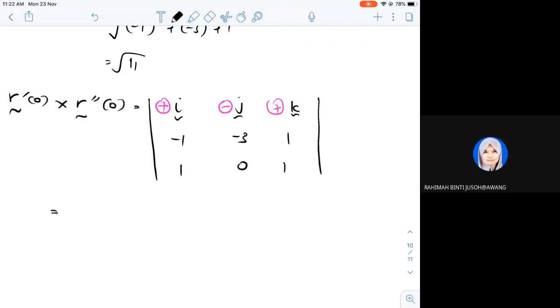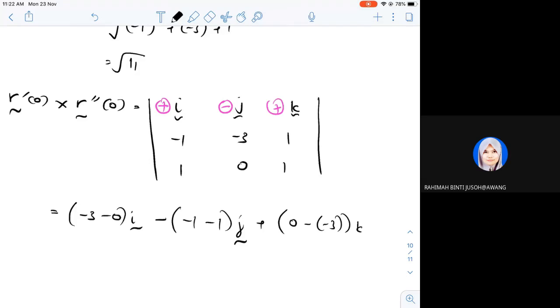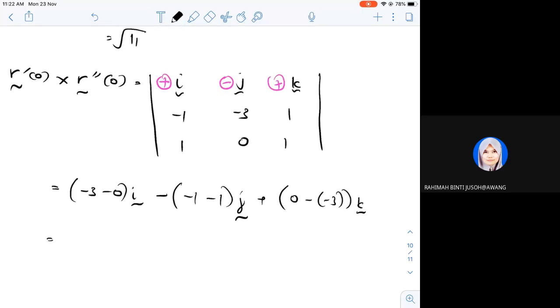So the answer is, close the first column, so negative 3 minus 0 i, minus j, so negative 1 minus 1 j, plus k, close k, so 0 minus negative 3 k. So the answer is negative 3i minus 2, so it becomes plus 2j, right? And then minus 3 becomes plus 3k. Okay, so this is the answer.